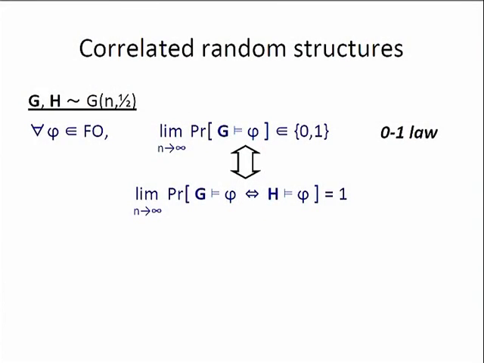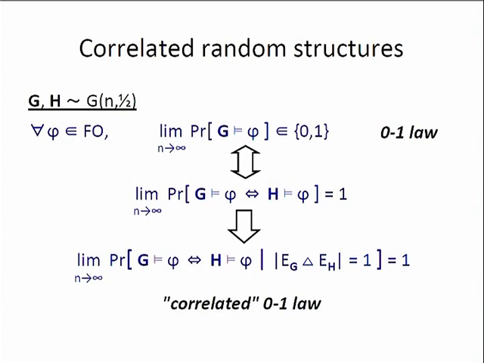Okay, so now I want to make an analogy between the 0-1 laws and complexity theory by talking about correlated pairs of random structures. This slide is a repeat of the previous slide, where I give the two formulations I had of the 0-1 law. When G and H are independent random structures, the 0-1 law says that almost surely, for every first order sentence phi, G satisfies phi if and only if H satisfies phi. So that's for independent random structures G and H.